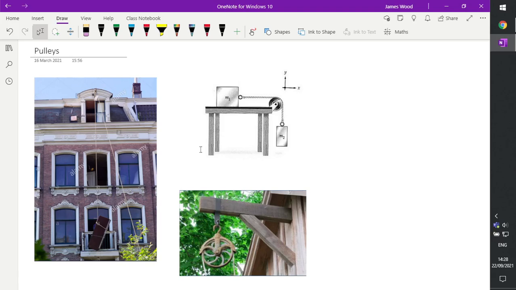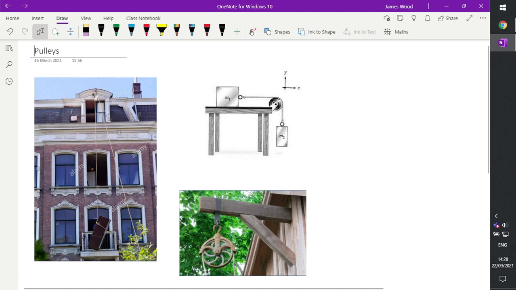This next lesson in mechanics is all about applying what we've learnt already to scenarios involving pulleys. So I've got some images here of what I mean by a pulley. I've got one here on a table where we've got two masses and they're just connected by a string which rolls over a pulley. So as mass 2 falls to the floor, mass 1 is going to accelerate to the right.